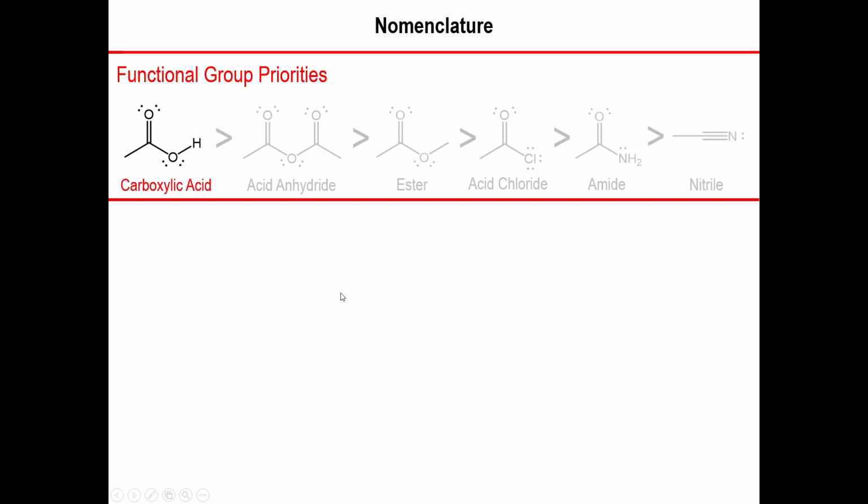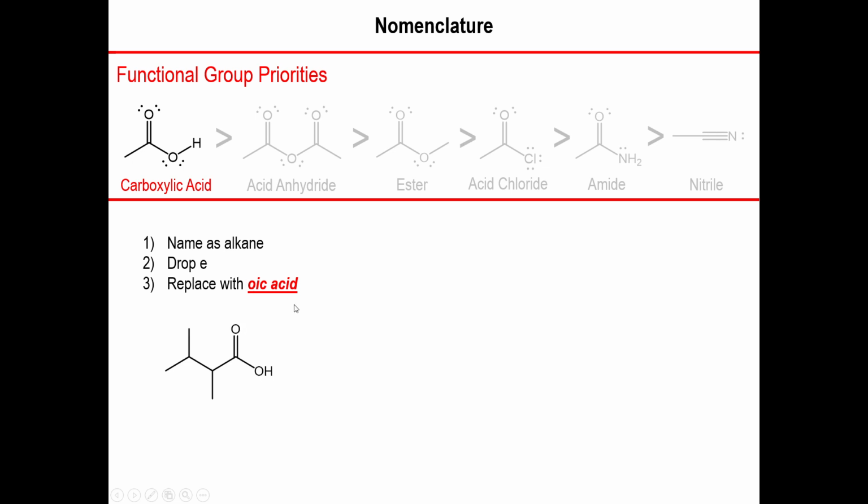Okay, so let's start by naming some carboxylic acids. The way you do this is you find the longest chain in your molecule, and you name it as if it were just a regular alkane. After you do that, the last E of that alkane name is dropped, and in its place, you use the suffix -oic acid. And this is going to be true for all the carboxylic acids, as far as the IUPAC nomenclature is concerned.